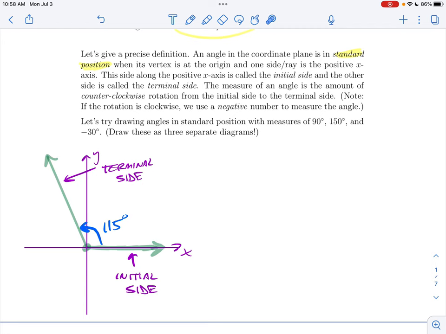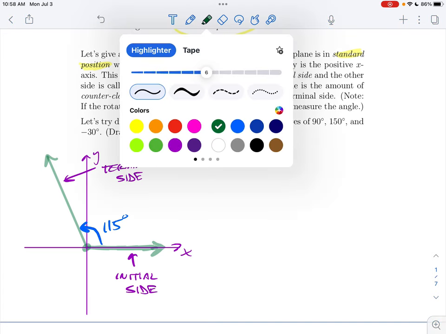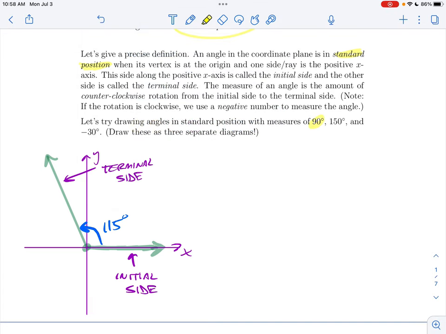So take a moment and try drawing these. I will pause. If you're doing this on a video, pause and do these on your own. What does it look like to have an angle in standard position that's 90 degrees, that's 150 degrees, and that's negative 30 degrees? My hope is that you've tried this already.